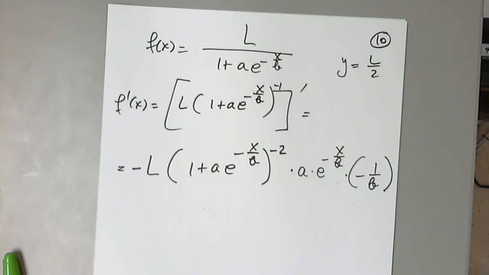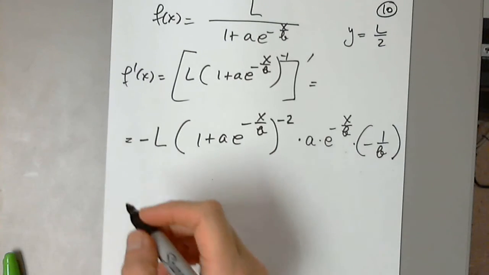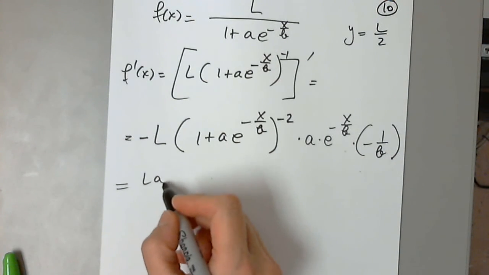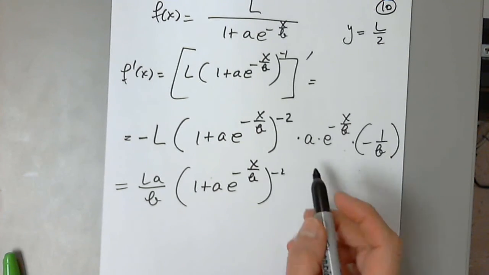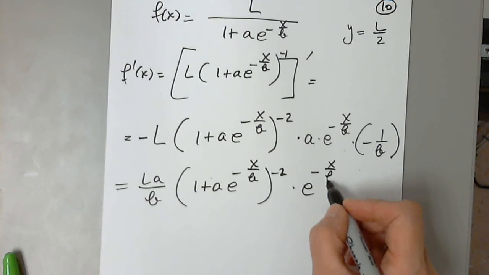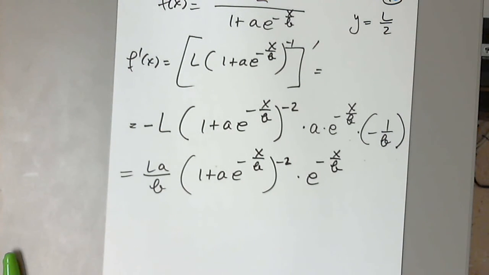So now I'm going to take the negative L, the positive a, and the negative 1 over b in front. They're all constants. I don't care for them. I can wait patiently. So LA over b, and this is (1 plus a e to negative x over b) raised to negative 2 times e to negative x over b. And yes, it starts being a little messy because now it's a product of this function and this function. So I have to use the product rule when I find the second derivative, and I have to get two terms, a sum of two products, right?